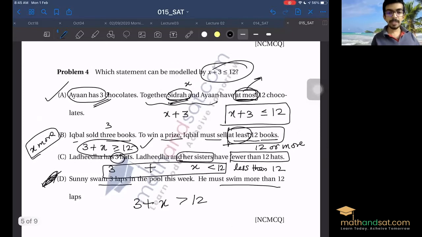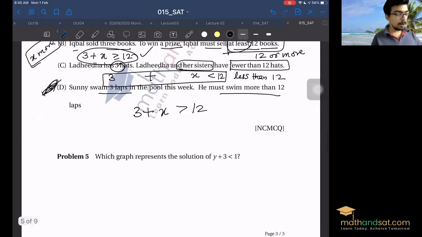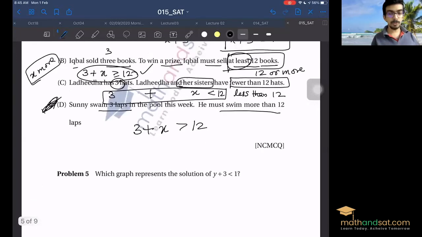Yes, so this is fine. This question is fine. Let's go to the next question. Which graph represents the solution of y plus 3 less than 1? So you can simply solve it. So we have y plus 3 is less than 1.